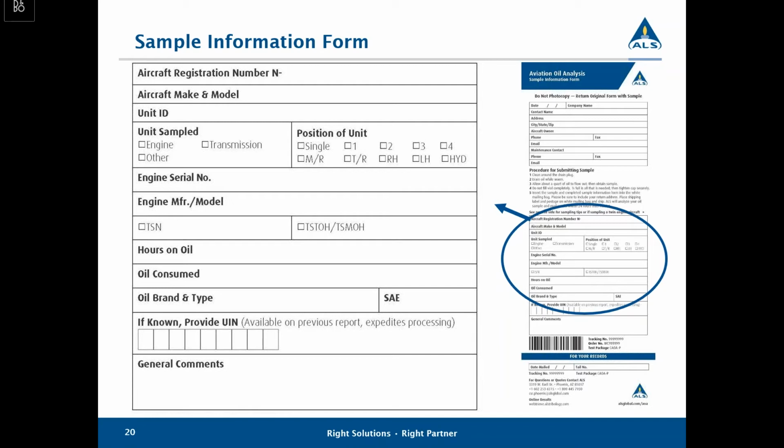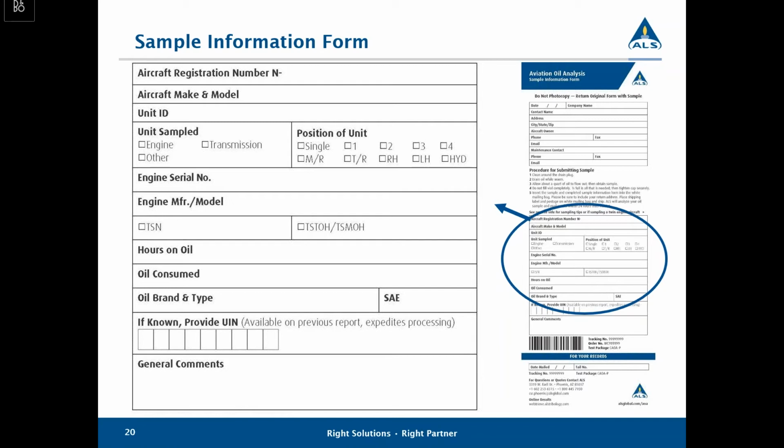Oil consumed is very good as well to know for us. So if you've added 2 or 3 liters of oil to that sump, we can then determine kind of how much it's been diluted. So if you've added in a couple liters compared to the total sump capacity, we can look at, are those wear levels normal considering how much oil has been added. Oil brand and type is then going to let us know the grade. If there's an additive package, we can compare that and let you know that it's correct.